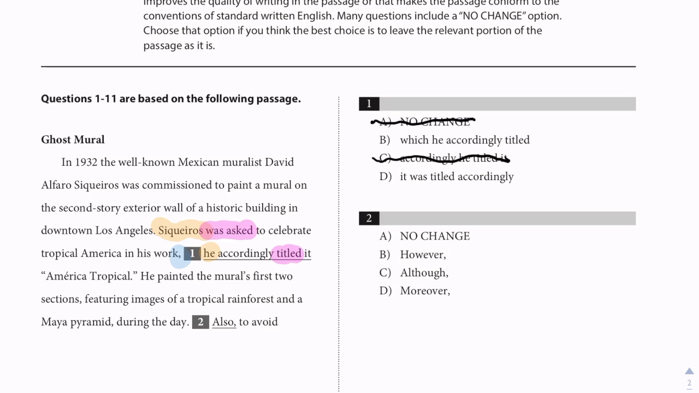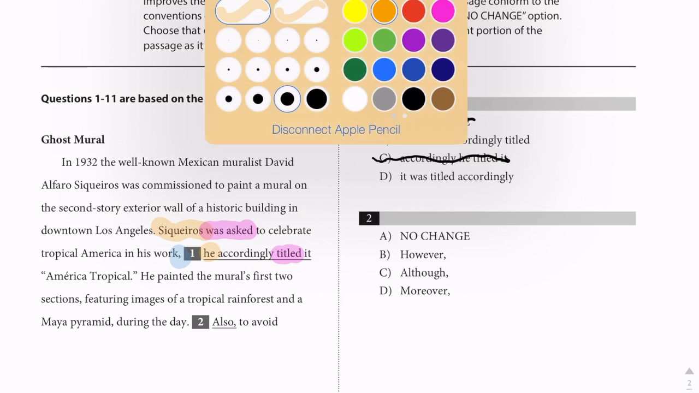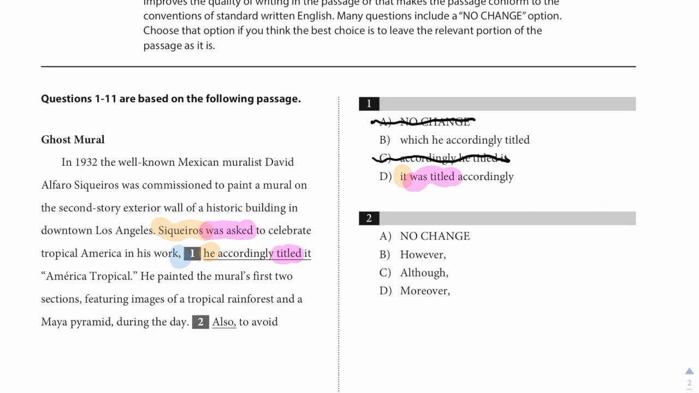D, it was titled accordingly. Now here they've changed the subject to it and they use the passive voice, was titled, as the verb. So let's just make that clear with the highlights. It was titled. So again, we have a subject and a verb suggesting a complete sentence. But that's not what we want. So let's eliminate D. I had skipped over B because I knew it was the correct answer, but I wanted to show you how I went through the process of elimination.